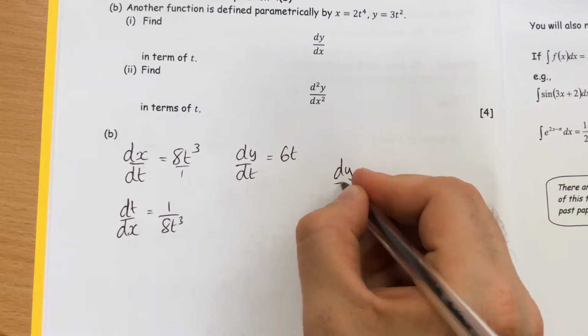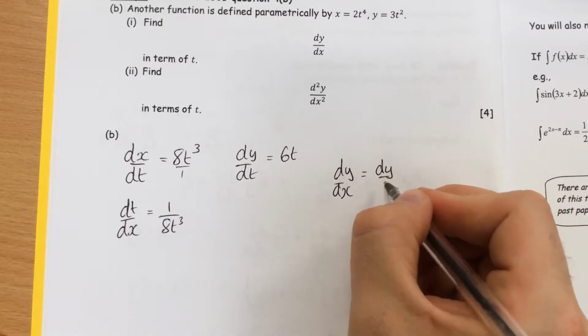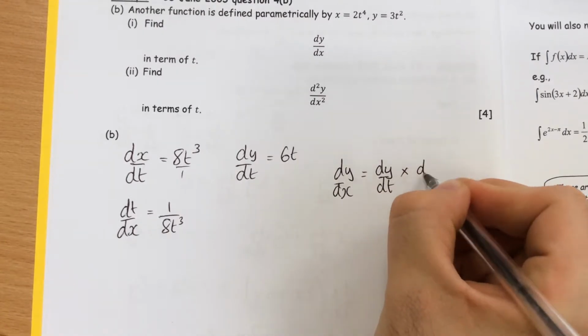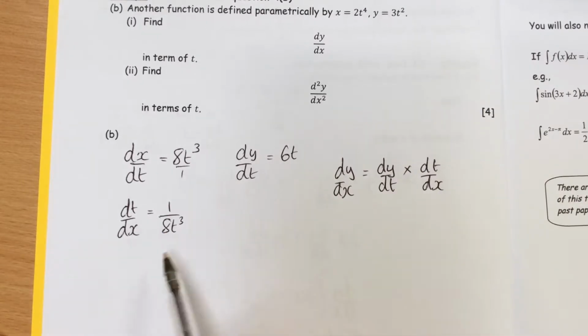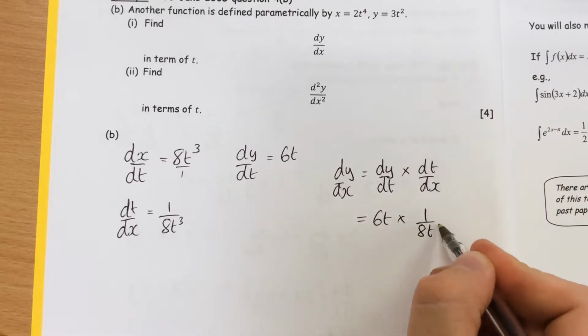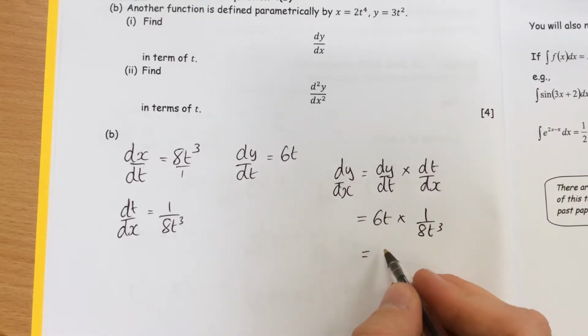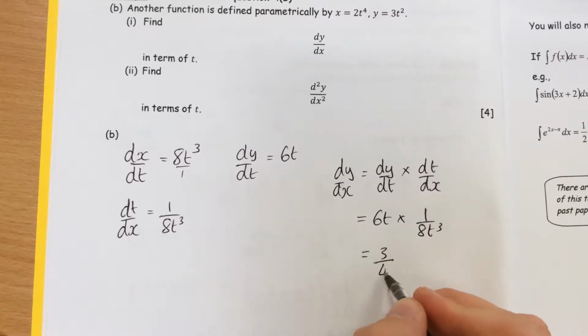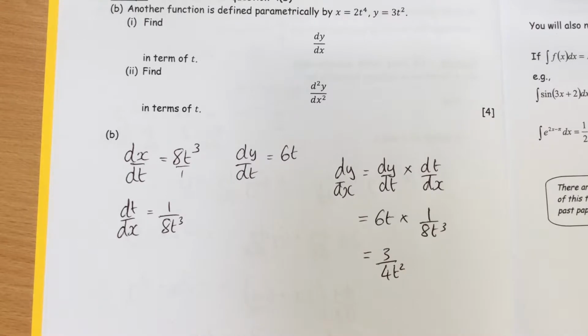So dy by dx, and you don't need to write this formula down every time, but it's dy by dt times by dt by dx. So all I do now is take those two things I've got, fill them in, 6t times by 1 over 8t cubed, and then simplify that slightly. So I'm going to get 6 over 8, which will cancel to 3 over 4, and then t on the top with t cubed on the bottom will leave me with t squared on the bottom. And that is dy by dx.